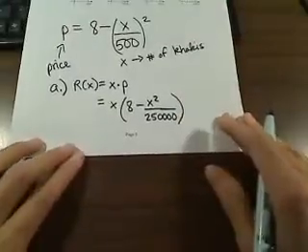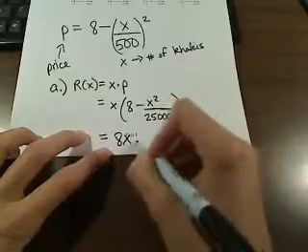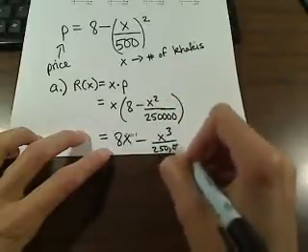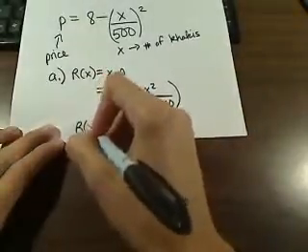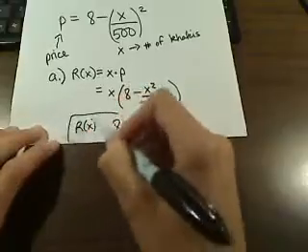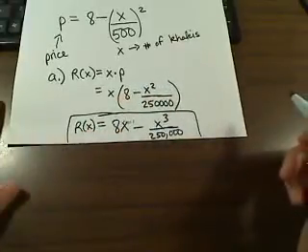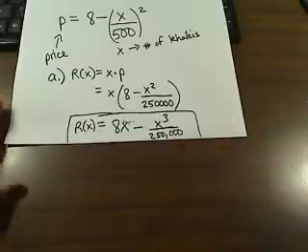Okay, so if we multiply the x through, then we're looking at 8x minus x cubed over 250,000. So this is our R of x. That answers part A. And then in part B, they ask what is the domain of the non-negative function R of x.